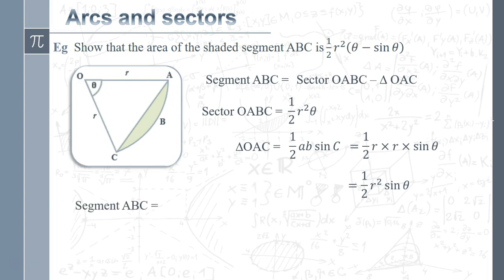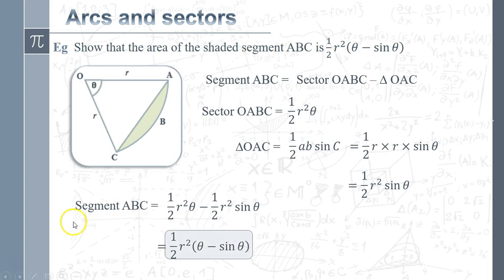And now let's do the subtraction. There it is, and straight away you can see we can do a bit of factorising that's clear from the expression that we're trying to work towards. We can take out half r squared, and when we do that we end up with the result that we're looking for, and there we go.